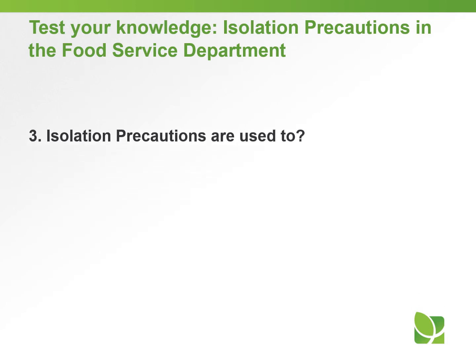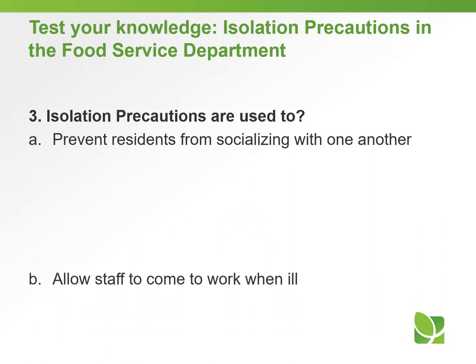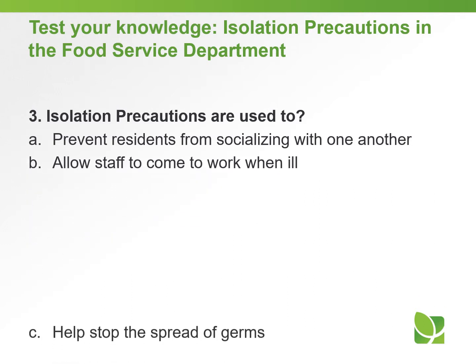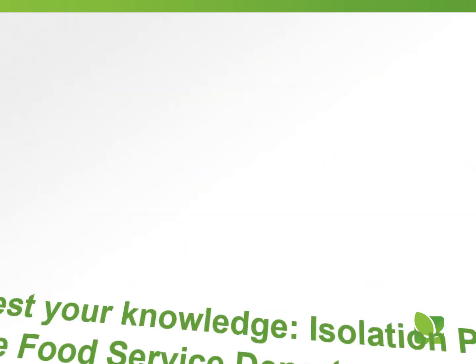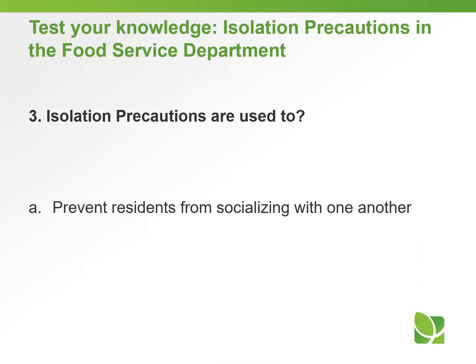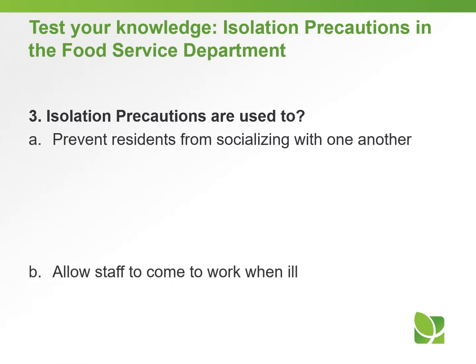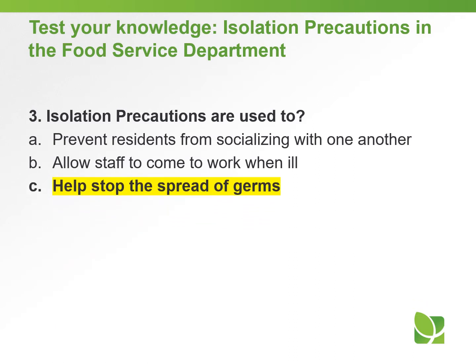Question number 3. Isolation precautions are used to: A, prevent residents from socializing with one another; B, allow staff to come to work when ill; C, help stop the spread of germs; or D, none of the above. And the answer to question number 3, isolation precautions are used to C, help stop the spread of germs.